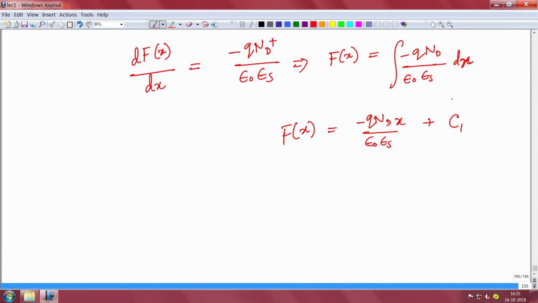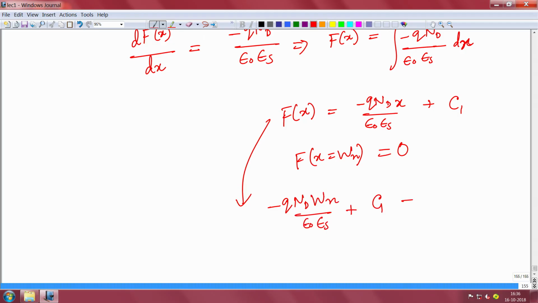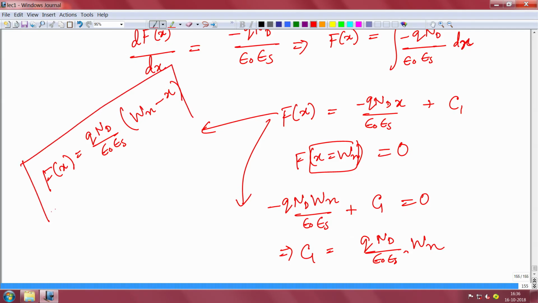So, the first boundary condition is that F at x equal to Wn will become 0. So, in this I will put x equal to Wn. It will become minus q Nd Wn by epsilon naught epsilon s plus C1 is equal to 0, because at x equal to Wn the field has to become 0. So, C1 is equal to q Nd Wn by epsilon naught epsilon s. So, I can write F of x as q Nd by epsilon naught epsilon s into (Wn minus x).